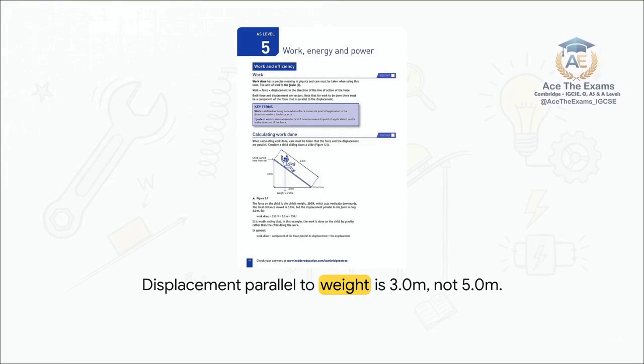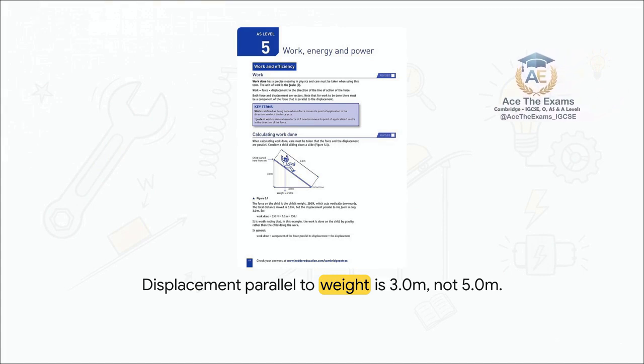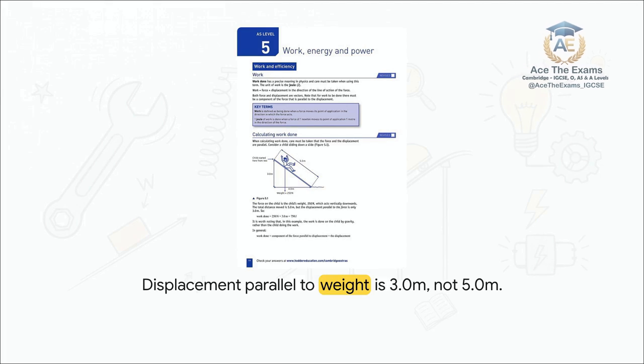But here's the catch. Gravity is acting vertically downwards. So you only calculate work using that parallel 3.0 meter vertical displacement. If you just grab the biggest numbers and multiply the 250 Newton weight by the 5.0 meter slide length, boom, wrong answer. You absolutely have to link the specific force to its parallel displacement. So the correct calculation here is 250 newtons multiplied by 3.0 meters.